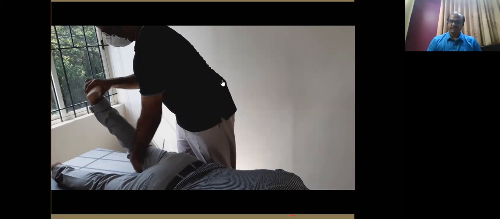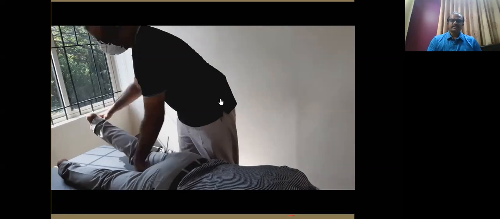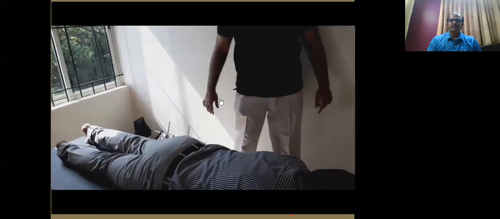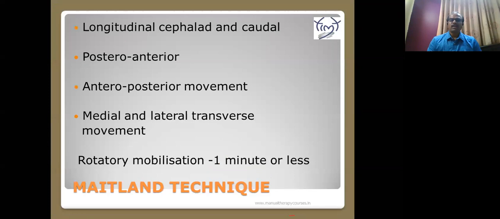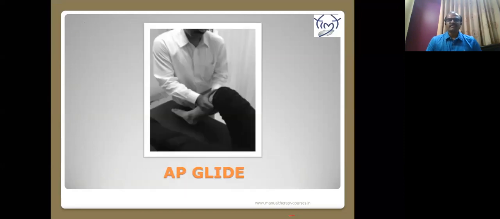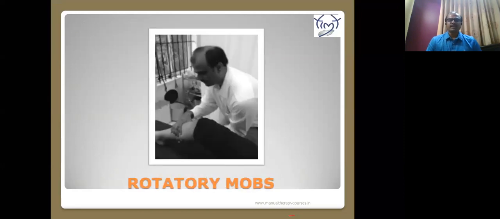So when we look back at the techniques, we did a few: longitudinal cephalic caudal, the posterior anterior and anteroposterior movements, the medial and lateral transverse movements, and the rotatory mobilization. These are the techniques we can do in terms of manual therapy in order to reduce the pain or reduce the symptoms.